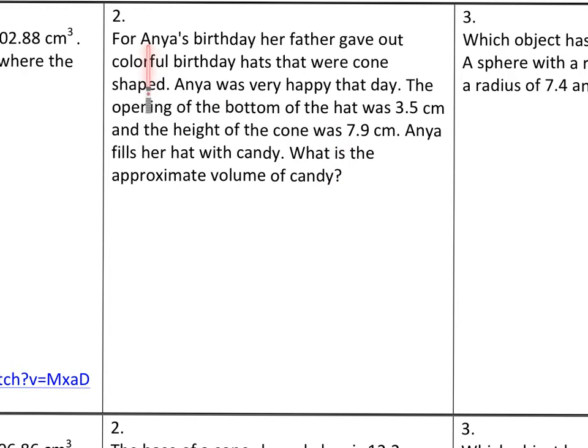Now, that seemed like a lot right there. So in order to make sense of this, we're going to go ahead and read it one more time. But when we read it the second time, we're going to start to annotate. So let's take a look at the first sentence. For Anya's birthday, her father gave out colorful birthday hats that were cone shaped. So we're going to go ahead and stop there.